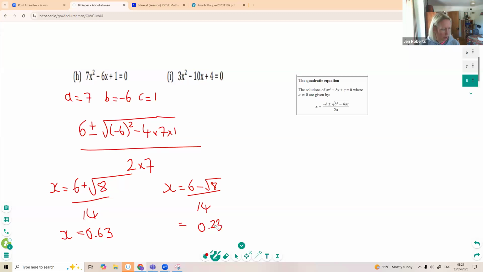Hang on, let me just check that. Yes, correct. For some reason I've rounded those to 2 decimal places, so you might have an extra digit on the end there. So 6 plus root 8 over 14 is 0.631. I didn't specify the rounding though, so don't worry too much about that. And the other one would be 0.227.